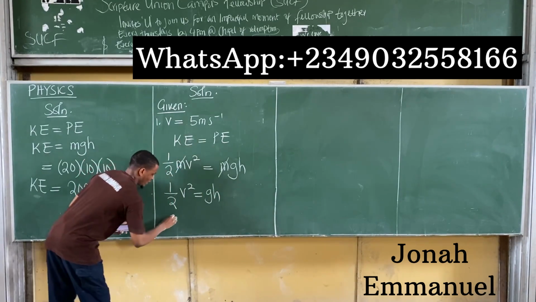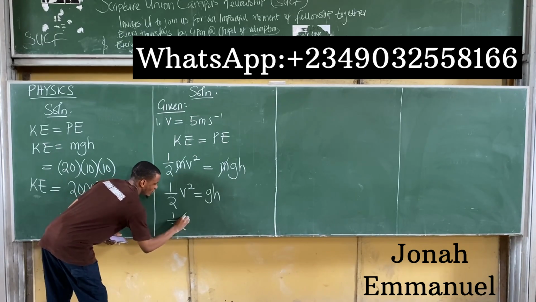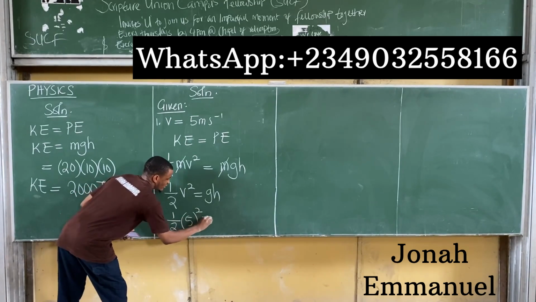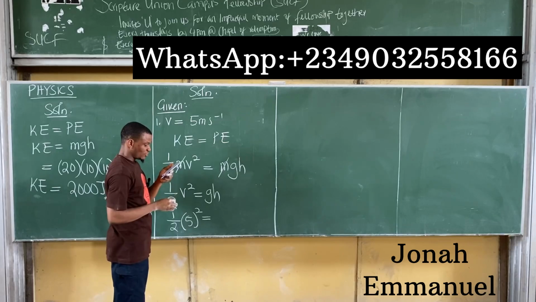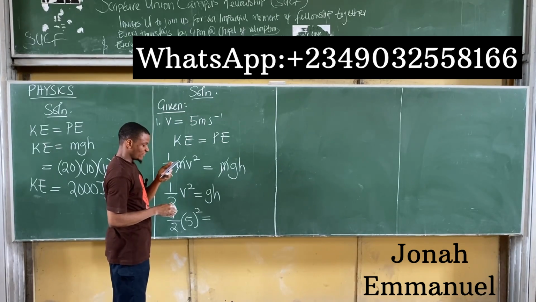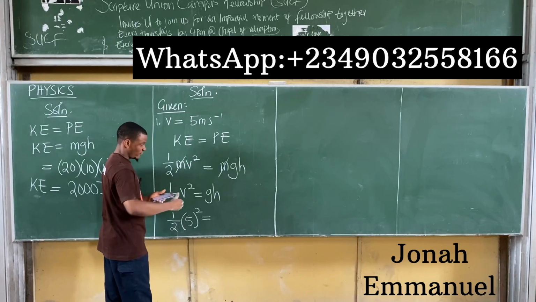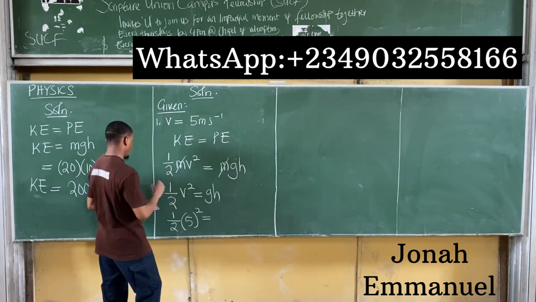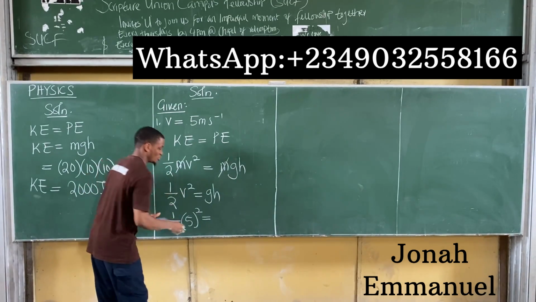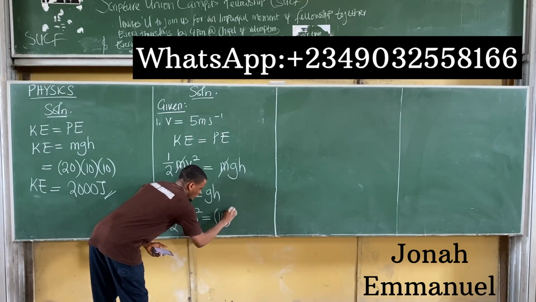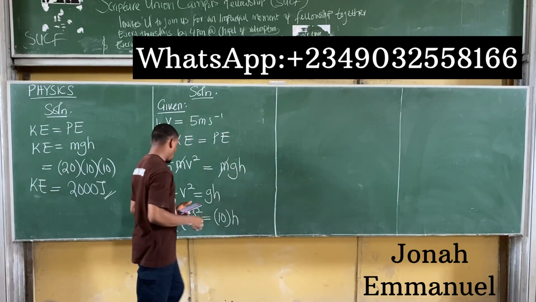Put the value of v: half times 5 all squared is equal to g. We're looking for a value for g here. They didn't give us a value for g. So should we use 9.8 or 10? Let me follow their previous example. Here, we use g as 10. So let me just assume g to be 10 here. So 10 times h. Let me work on this.